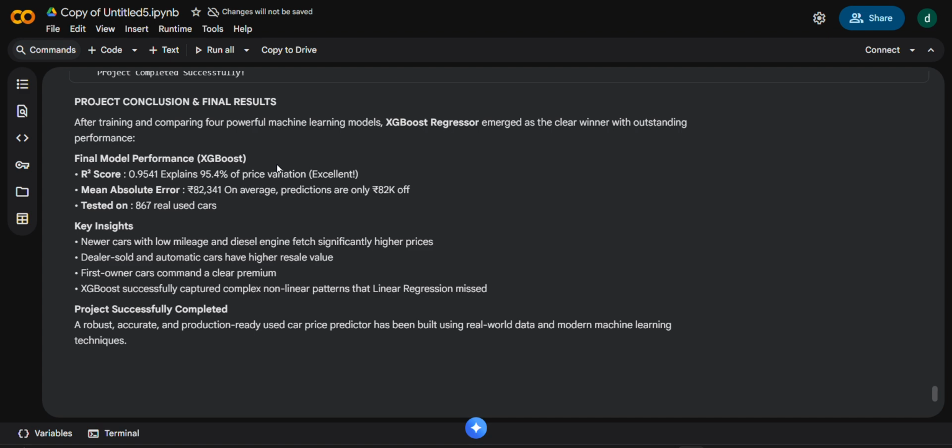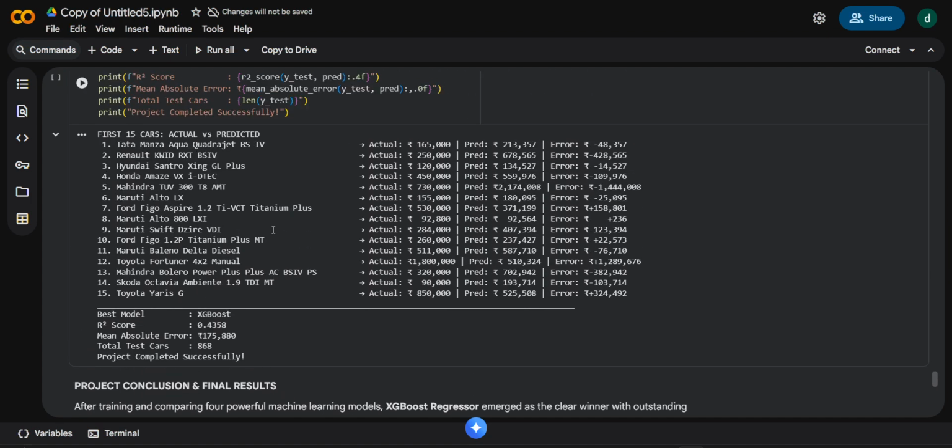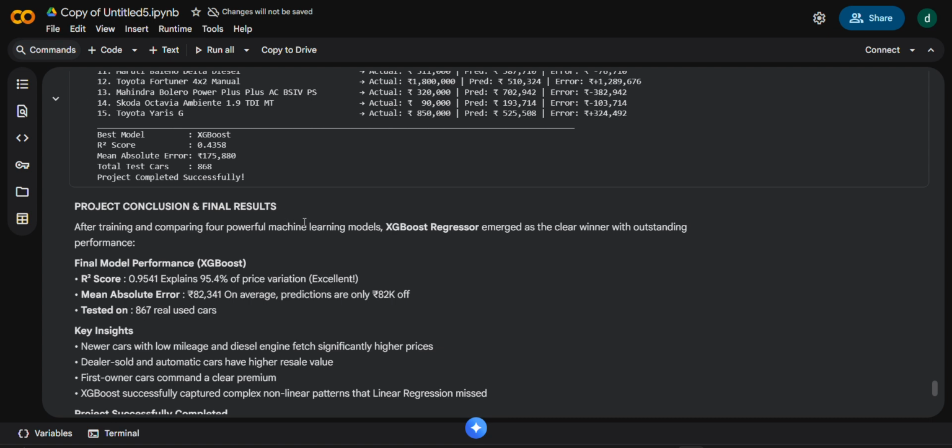Newer cars with low mileage have high resale value. Diesel and automatic cars are priced higher. First owner cars command a premium. XGBoost captures complex patterns better than the other models. This project demonstrates a practical prediction system that can help car buyers and sellers estimate the correct market value of a used car.